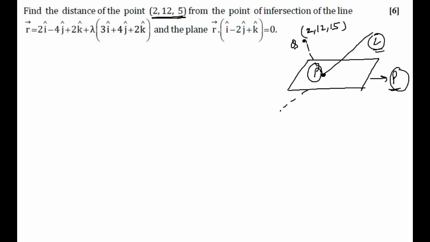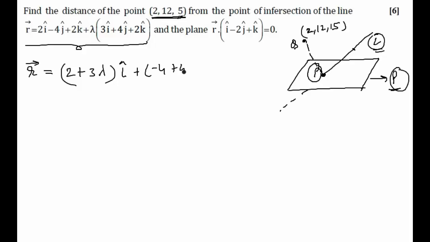So the best idea here is to represent any point on the line in terms of lambda, which can be done with this equation. This is the equation of line, which means that any point will have position vector 2 plus 3 lambda I cap. I am just combining I cap, j cap and k cap together. So I will get position vector of any point lying on the line. So this will become 2 plus 3 lambda I cap plus minus 4 plus 4 lambda j cap plus 2 plus 2 lambda k cap. So this is position vector of any point.